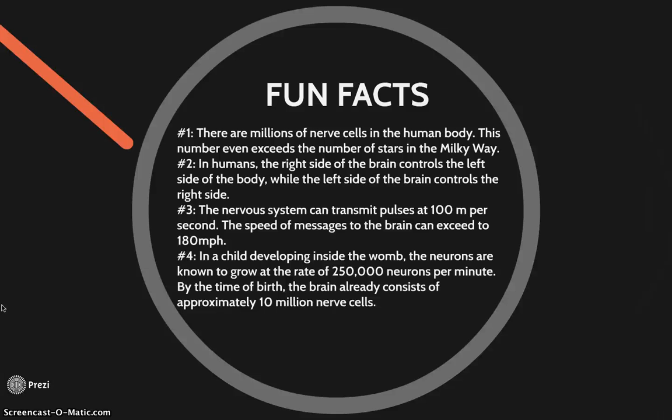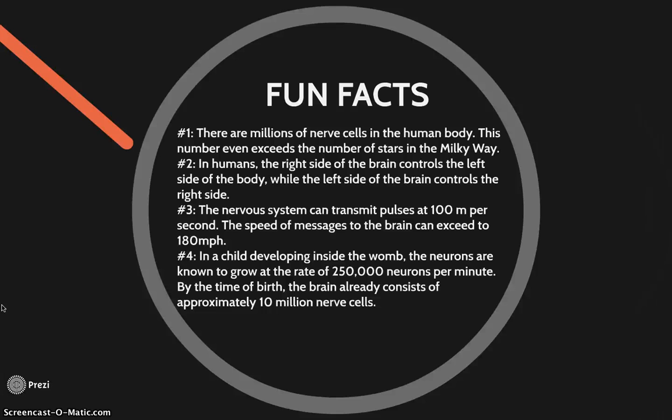Fun facts. Number 1, there are millions of nerve cells in the human body. This number even exceeds the number of stars in the Milky Way. In humans, the right side of the brain controls the left side of the body, while the left side of the brain controls the right side.